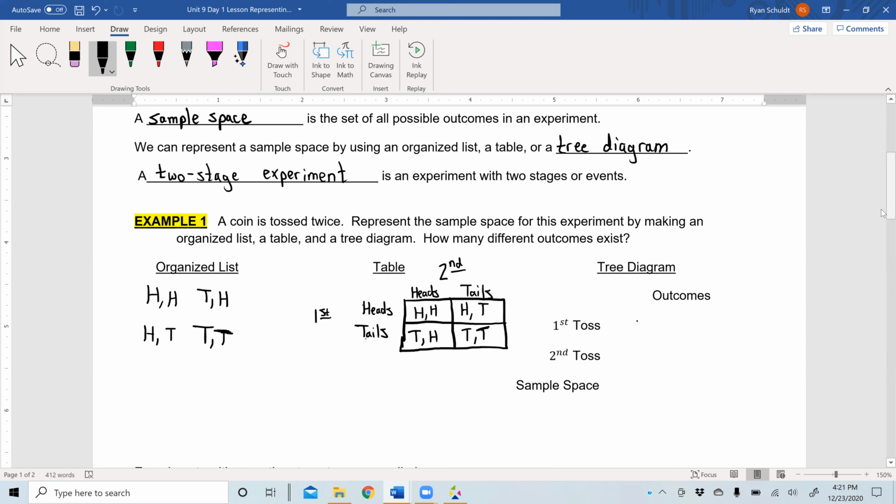We could get on the first toss, we could get heads, or we could get tails. Those are the only two things that could happen. Heads or tails. Then I'm going to toss the coin again. I'm going to toss it another time. I could get heads again, or I could get tails. And that happens the same, whether I got tails the first time or not. So heads and tails.